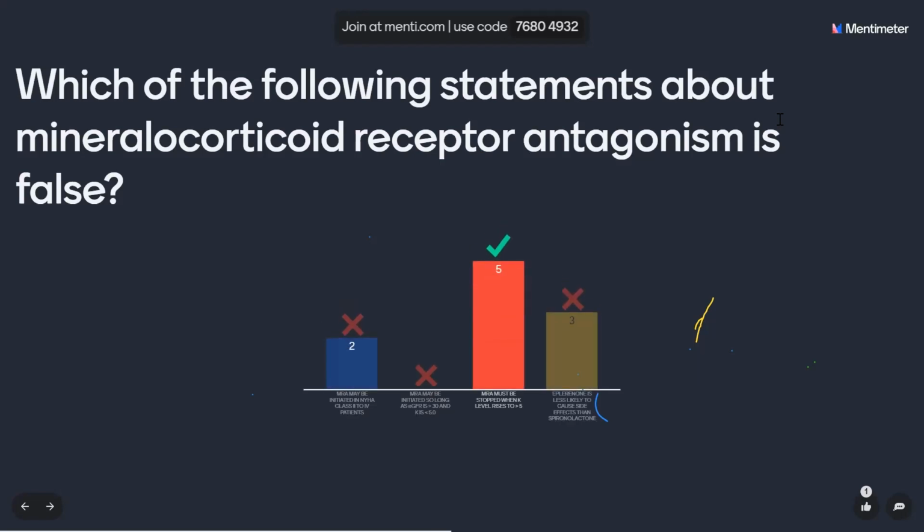All right. So 50% of y'all got that one. So the MRA must be stopped when potassium is greater than 5. That is not true. If the potassium rises to greater than 5, you can definitely still continue the mineralocorticoid receptor antagonist. The guidelines say that if it rises to greater than 5.5 is when you should start thinking about maybe stopping it or holding it. But greater than 5 is not a problem. Looking at the other ones, the MRAs are actually indicated for patients with New York Heart Association class 2 to 4 symptoms. And eplerenone is less likely to cause side effects than spironolactone. So, less likely to cause gynecomastia and also vaginal bleeding in female patients.